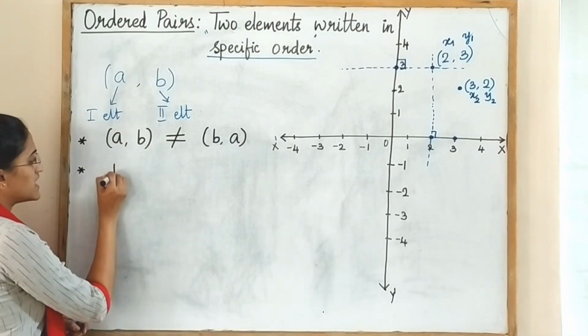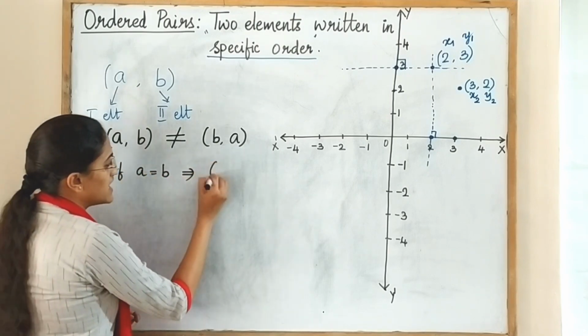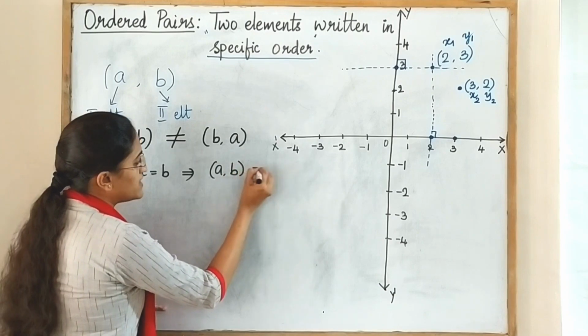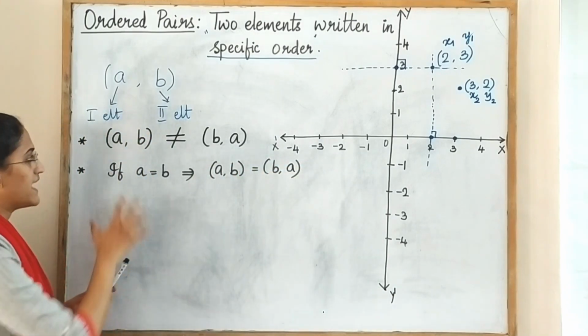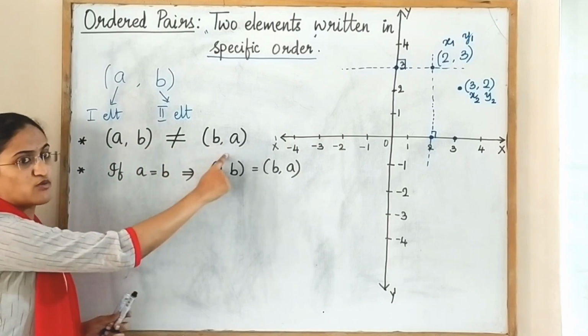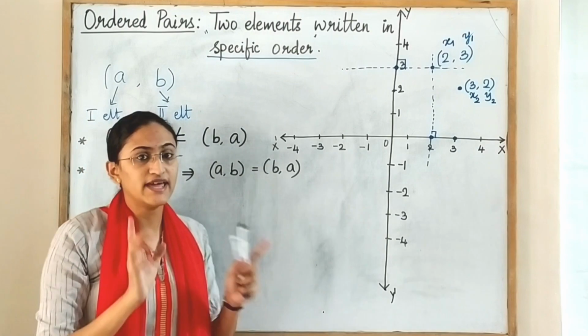You can note that if A is equal to B, then you can tell that AB is equal to BA, and in all the other cases, AB will never be equal to BA. Always remember, the order is very important.